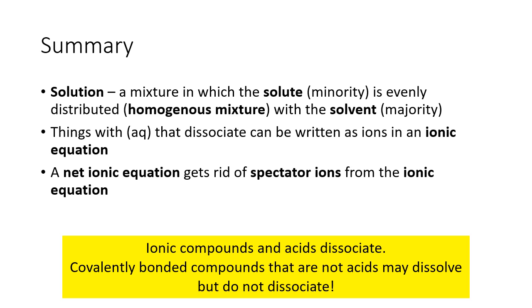Things with AQ that dissociate can be written as ions in an ionic equation, and a net ionic equation gets rid of spectator ions from the ionic equation. Finally, ionic compounds and acids will dissociate, but covalently bonded compounds that are not acids may dissolve, but do not dissociate. It's an important distinction. Try to remember it.